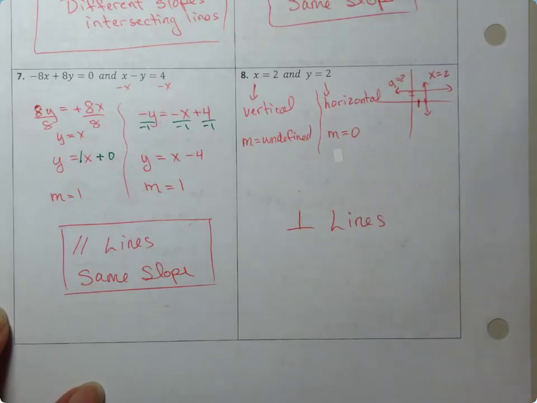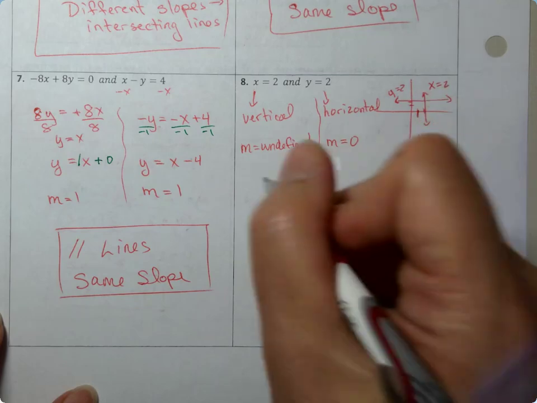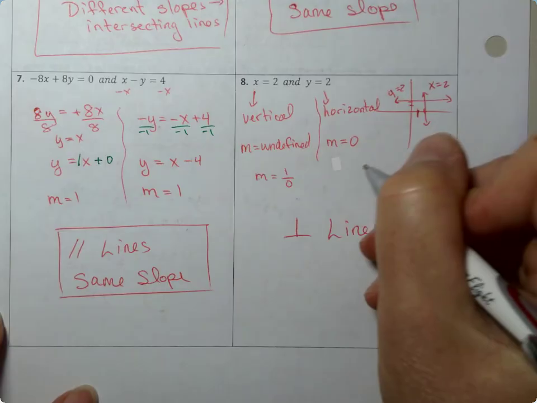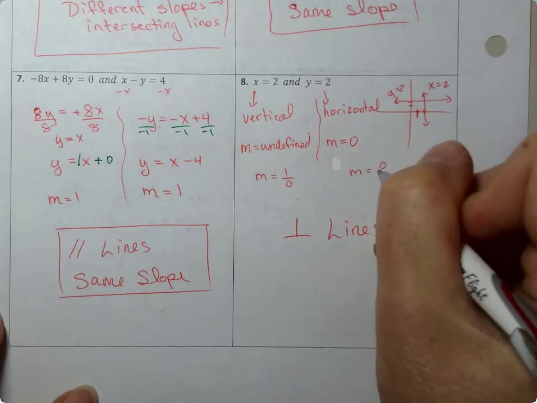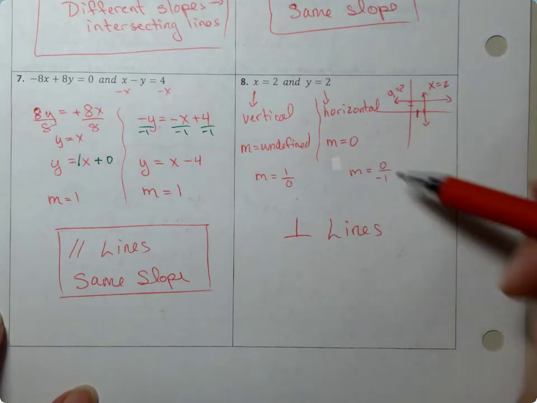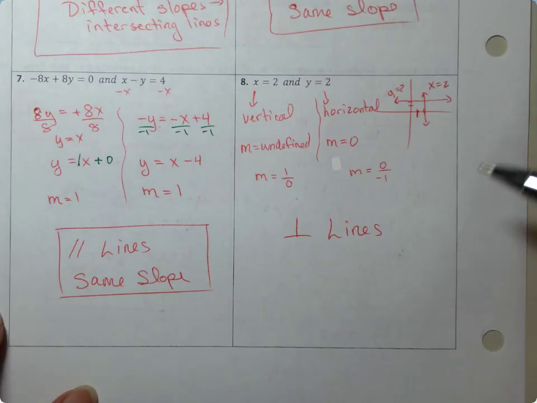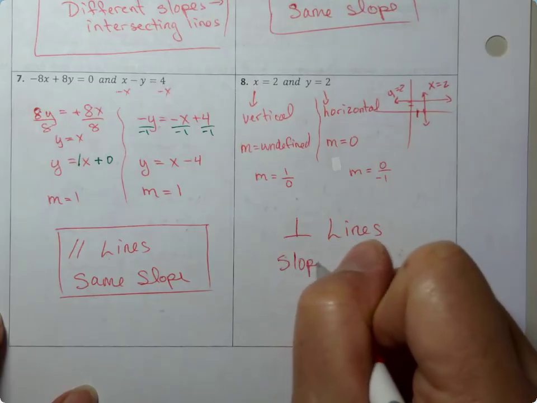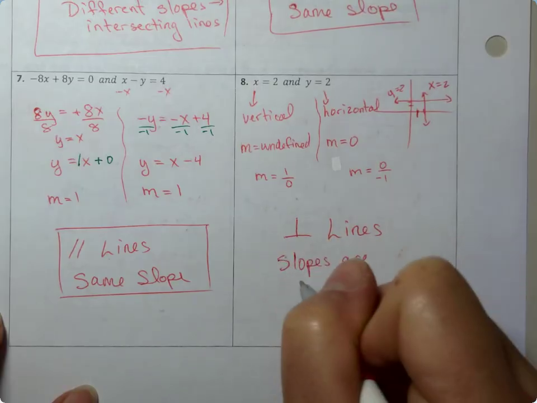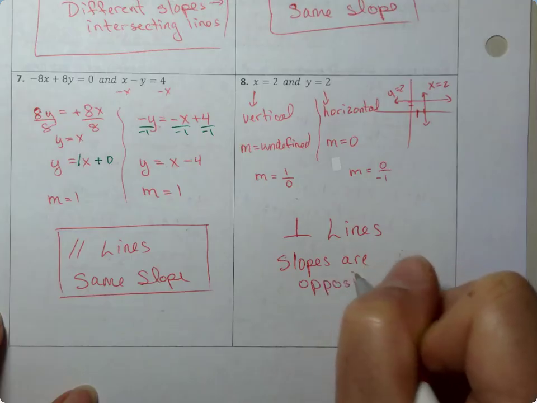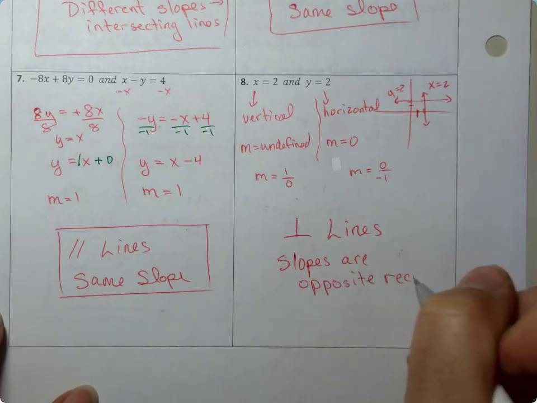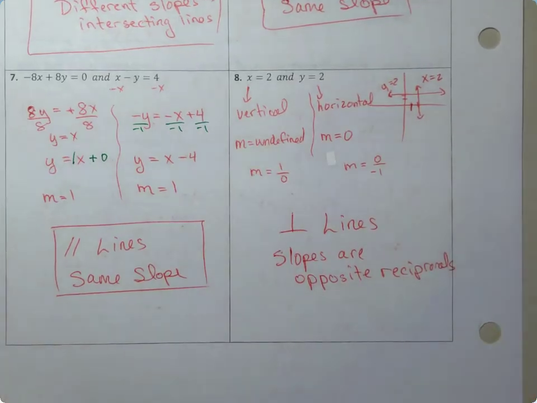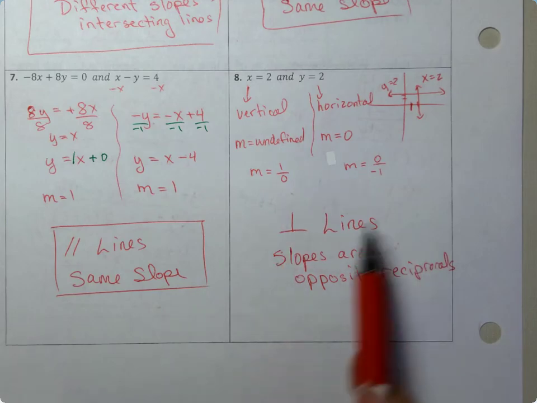Well, if you think about it, you can consider this opposite reciprocals. The undefined slope is something like 1 over 0. And this slope could be 0 over, and let's say -1. There's that idea of the opposite reciprocal. They are inverses of each other. So they're perpendicular lines. Write that down: slopes are opposite reciprocals. Now, technically, any vertical and horizontal line are going to be perpendicular. I just want to get that idea in your head.